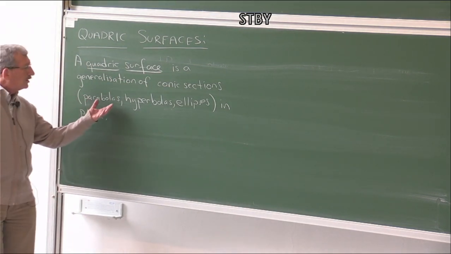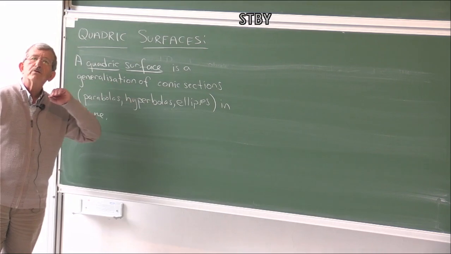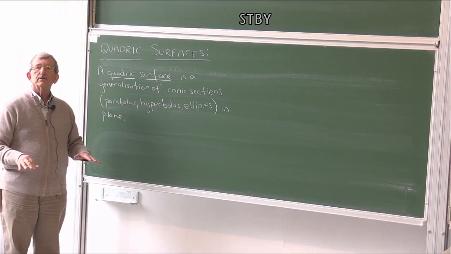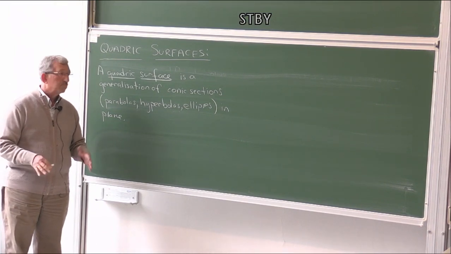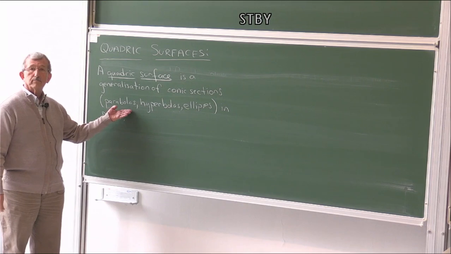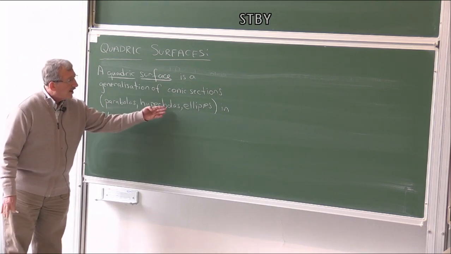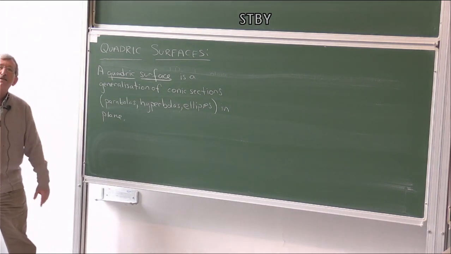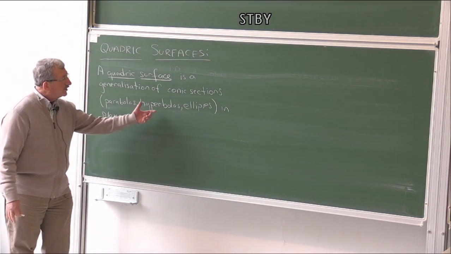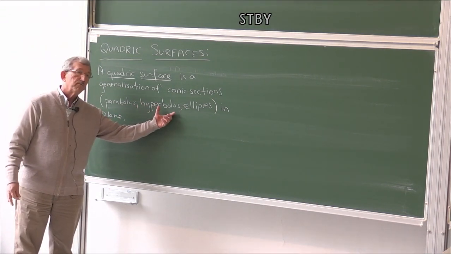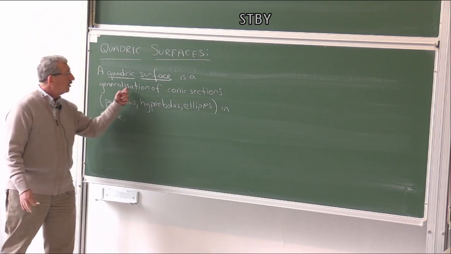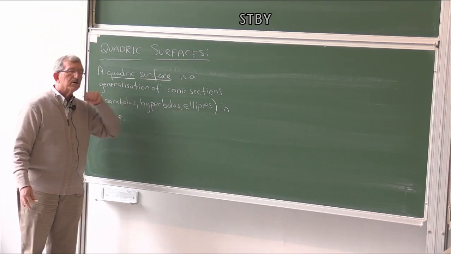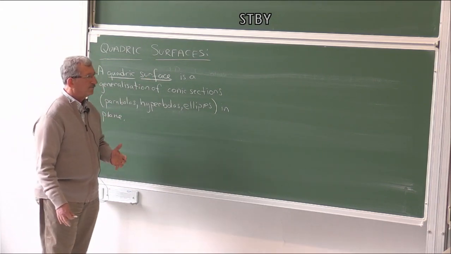Well, recall what parabola, hyperbola, or ellipse were in plane. They were actually polynomials of degree 2, like y is x squared, or y squared minus x squared is 1. Namely, they were roots of these polynomials. But of course, these polynomials were of two variables. Now, in quadric surfaces, we will have polynomials of three variables.